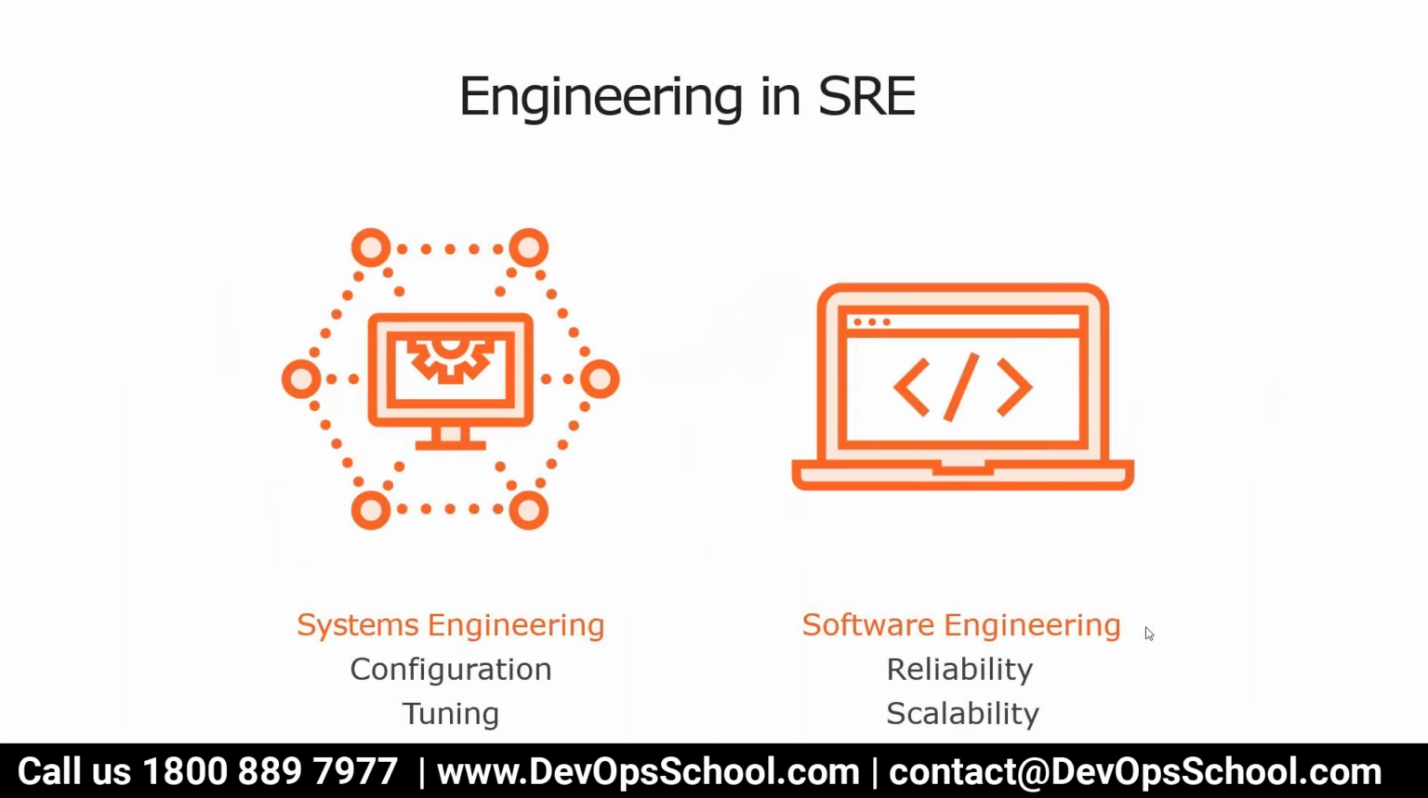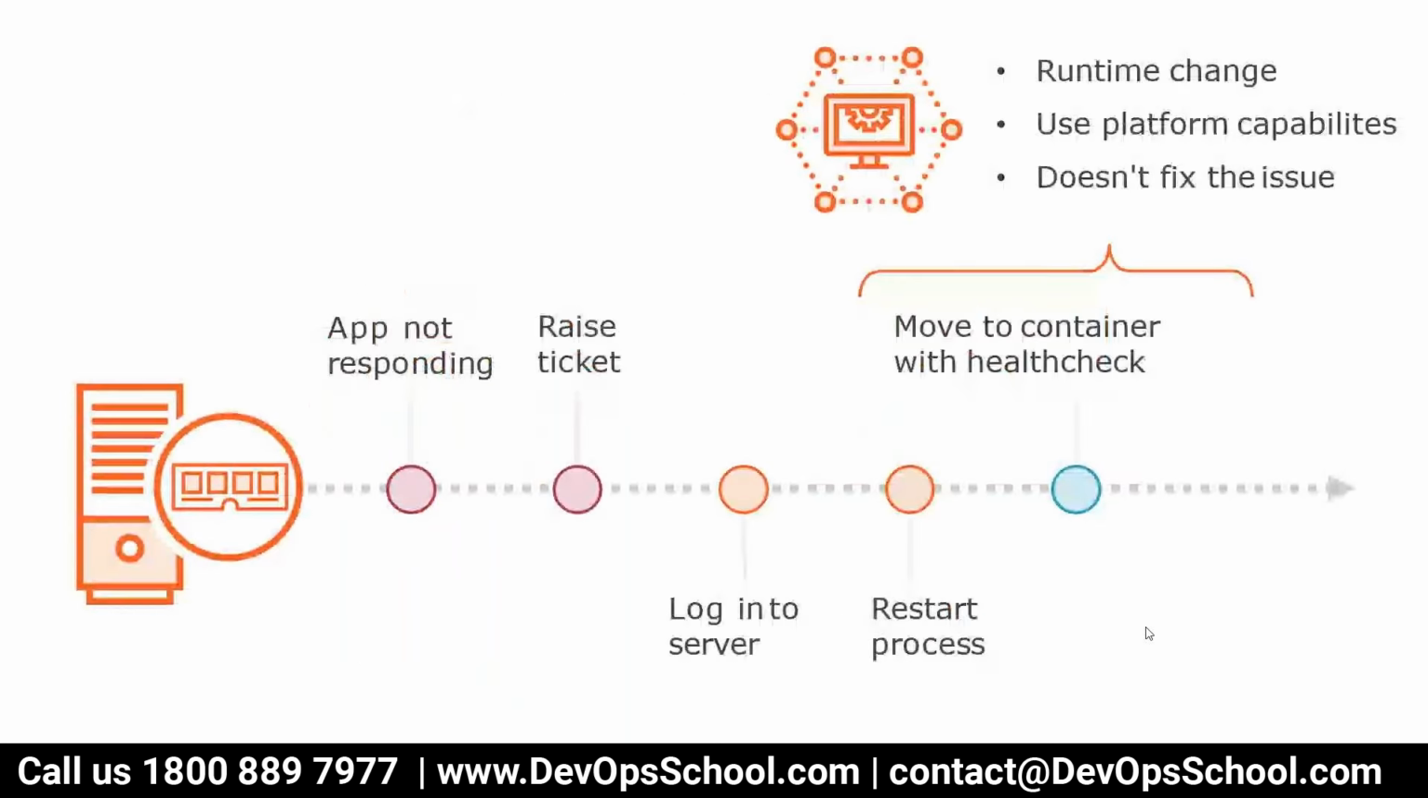Okay, so there's one thing which we call system engineering, and a second thing we call software engineering. System engineering focuses on configuration and tunings. Software engineering focuses on reliability and scalability. So you have to bring the engineering approach. Now let's take this into a different mode altogether.